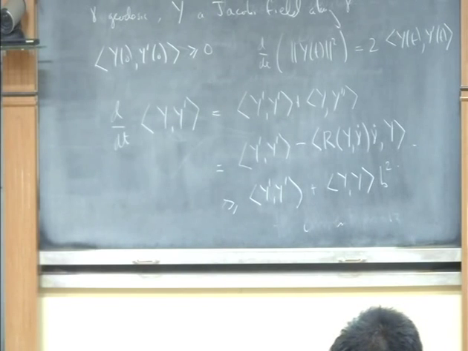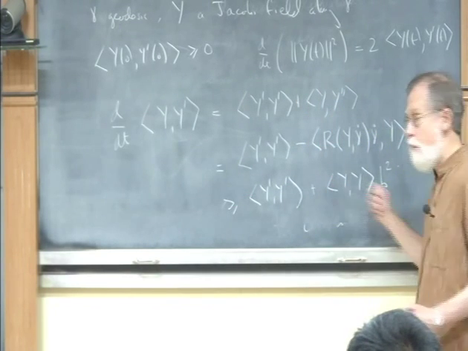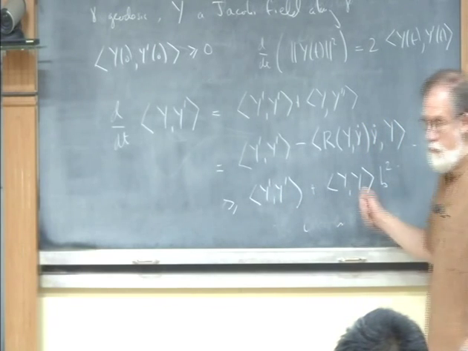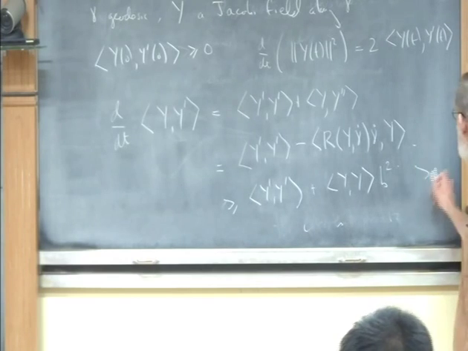So we get that. And now we can see from this that this derivative is actually positive. Well, unless these guys are both zero, in which case we're dealing with the Jacobi field that is forever zero and is not of any interest. So we can assume that this is positive.